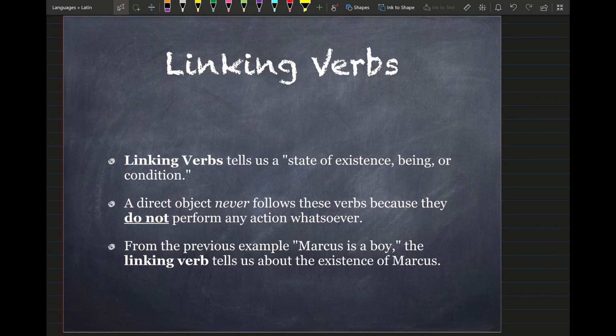Linking verbs tell us a state of existence, being, or condition. A direct object never follows these verbs because they do not perform any action whatsoever. From the previous example, Marcus is a boy, the linking verb tells us about the existence of Marcus. So it doesn't say anything about action. All it's telling us is a condition of being that is a part of reality. That's all we're being told with a linking verb.